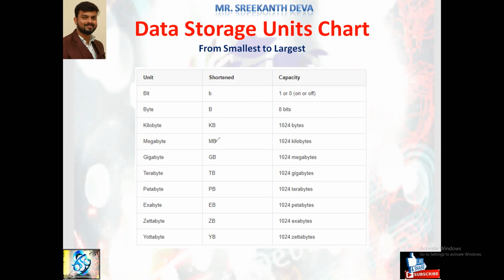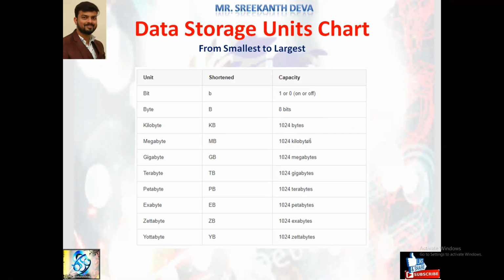Next, kilobyte. The representation is KB, with capital B. 1024 bytes represent 1 kilobyte. In the previous video, I explained that 2 to the power of 8 is 256, and 2 to the power of 10 is 1024 bytes. These 1024 bytes represent 1 kilobyte. The memory is calculated in kilobytes.